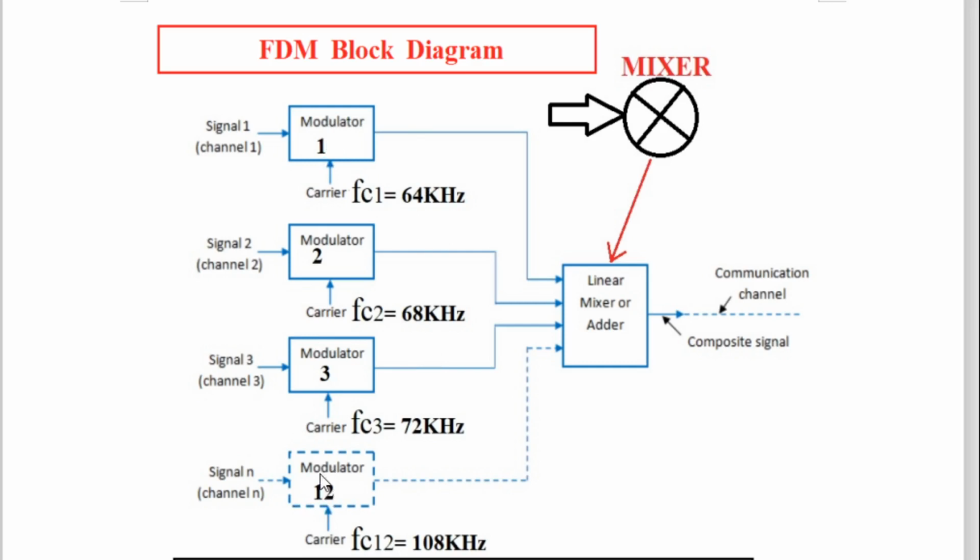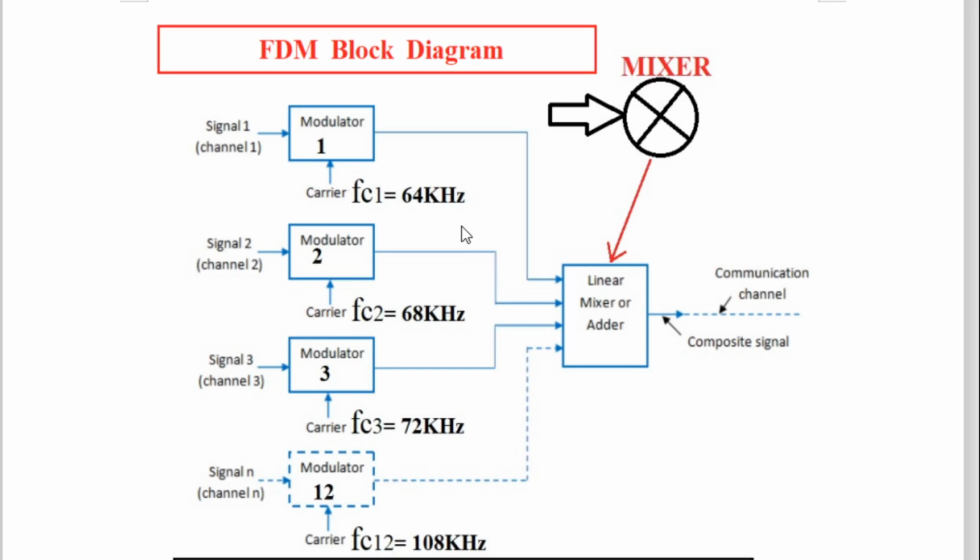For the last modulator, the carrier frequency will be 108 kilohertz. If you keep adding 4 kilohertz to 72, it will be 76, then 80, then 84, and accordingly it will reach 108 kilohertz. Now in FDM, 12 subscribers are combined together, and this is called a group. We'll understand that in the next slide.